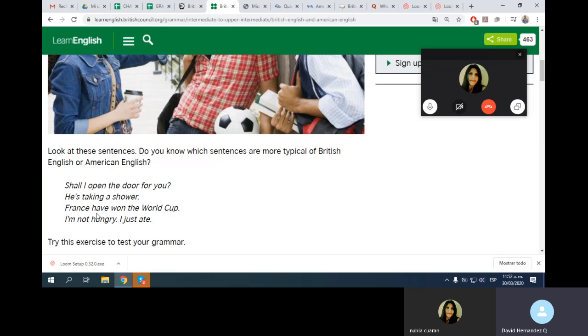And I'm not hungry, I just ate. It's more American. Why do we know? Because the Americans normally use the past simple to express an activity that just finished, that has just ended, while the British normally use the present perfect. So here a British person would say, I'm not hungry, I have just eaten.